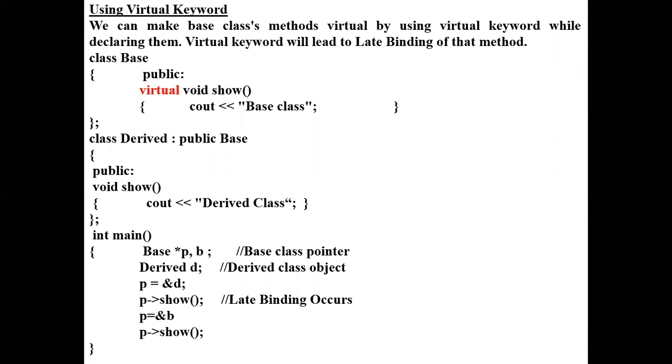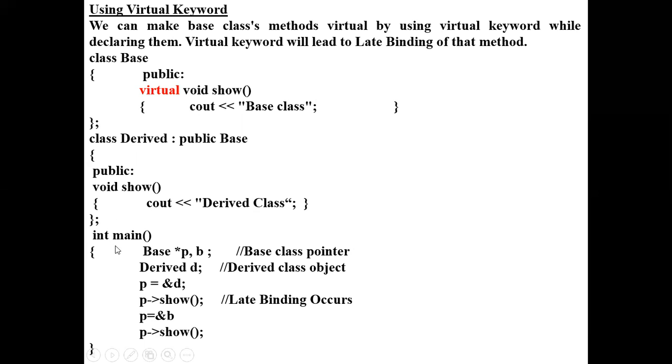You can see here in the example that in both the derived class and the base class the function name is show. The return type is void, means the signature of the base class function and the signature of the derived class function is the same, but we have used a virtual keyword in the base class. Means we are telling the compiler that we will bind the object with this pointer later.